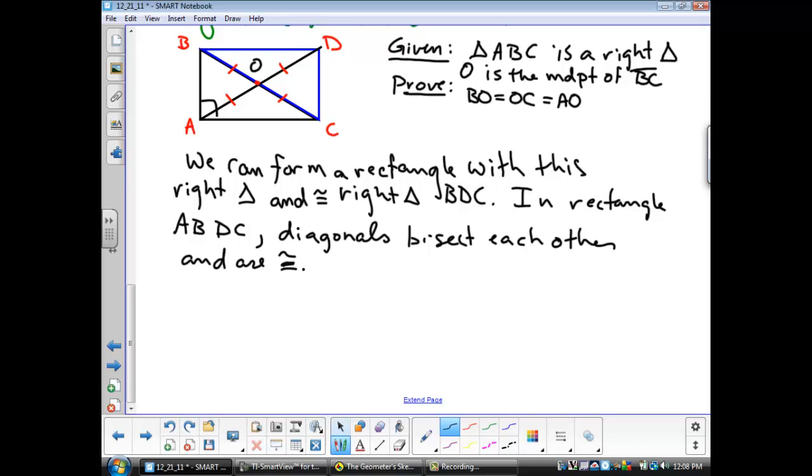Form a rectangle with this right triangle and the congruent right triangle BDC. Rectangle ABDC, diagonals bisect each other. Which means, please let me finish this. It's 12:10, Branson. Okay, which means that O is the midpoint of these congruent pieces, and BO equals AO equals CO.